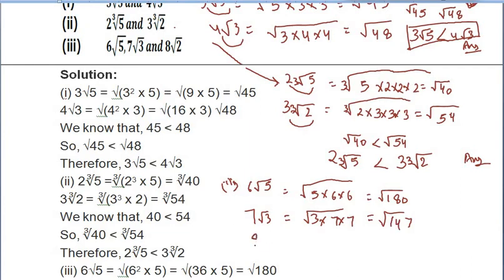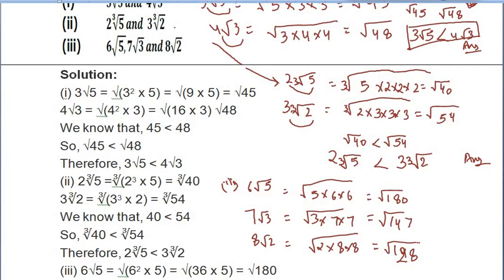The next is 8 root 2, and 8 root 2 means 2 into 8 into 8, that means 64 into 2 is 128 under root. Now you can compare among these three numbers.